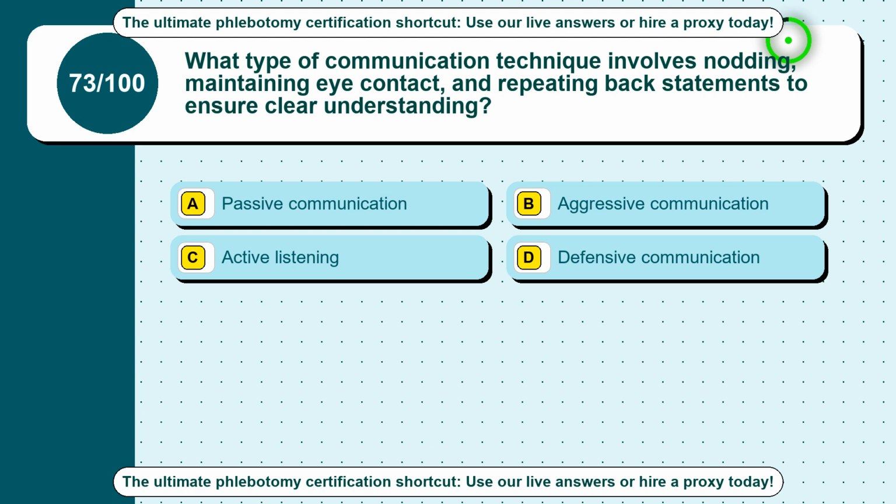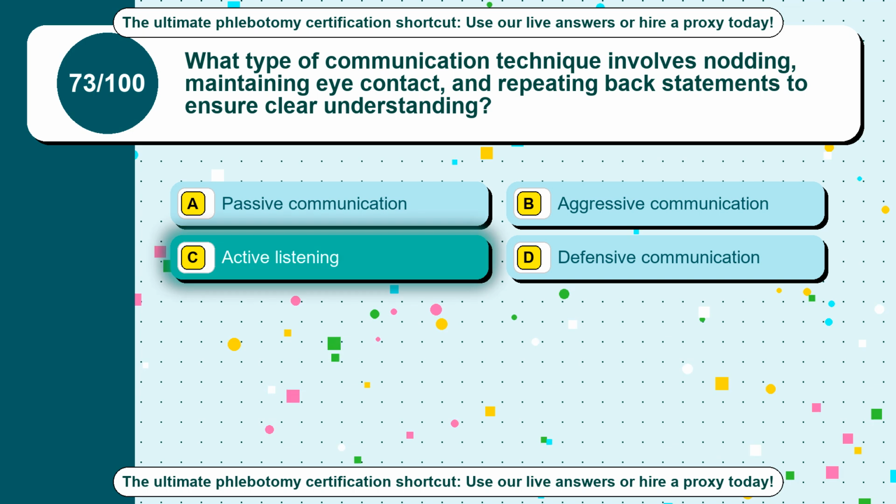Question 73. What type of communication technique involves nodding, maintaining eye contact, and repeating back statements to ensure clear understanding? Option A, passive communication. Option B, aggressive communication. Option C, active listening. Option D, defensive communication.